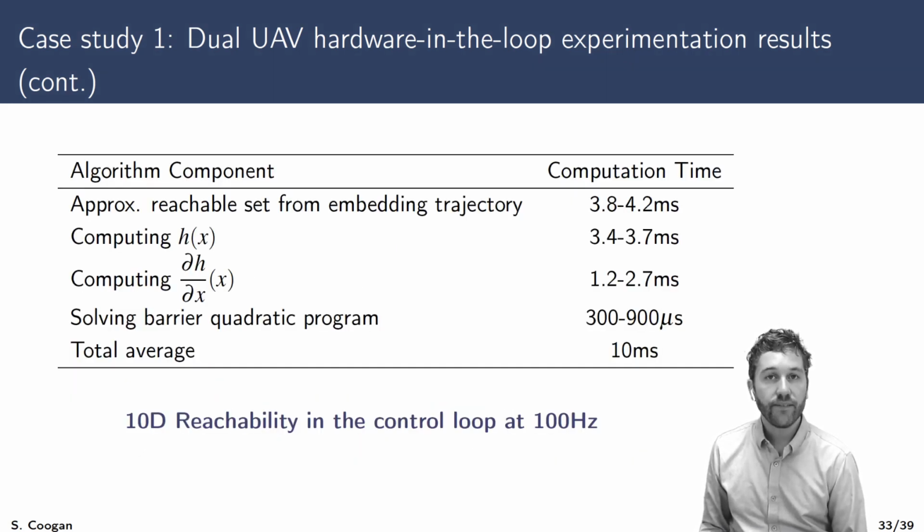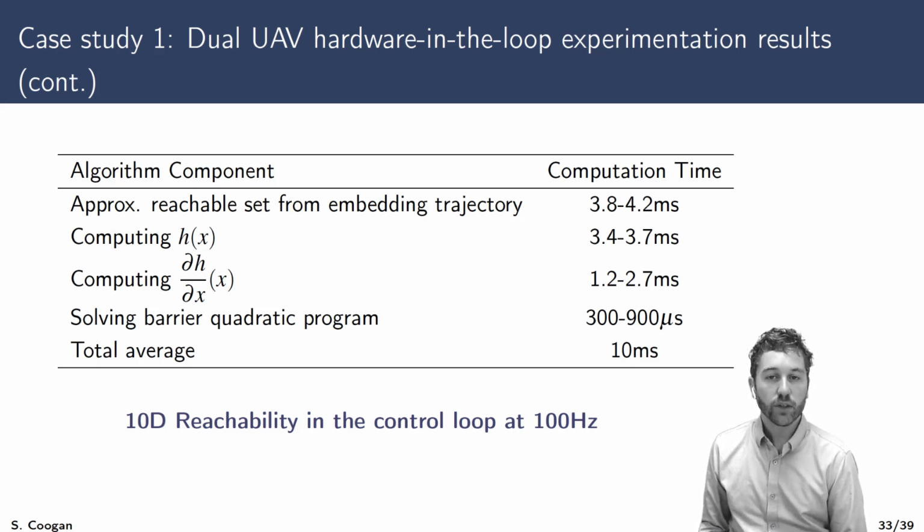Finally, what I really want to emphasize in this example is how quickly we are able to run this algorithm in the loop on embedded hardware. This table demonstrates computation times for the key elements of our algorithm. We over-approximate reachable sets of the system in about 4 milliseconds by computing a single trajectory of the embedding system. Next, we compute the barrier function h by considering if and when the reachable set becomes contained within the verified subset. This computation takes about 3.5 milliseconds, and a byproduct of this computation leads to computing the gradients of the barrier function h in about an extra 2 milliseconds.